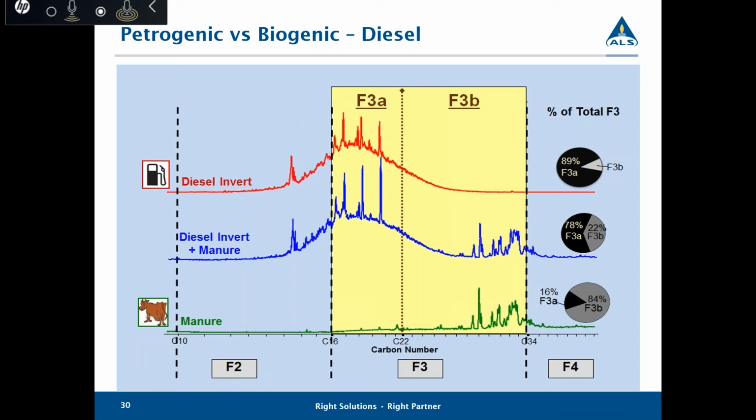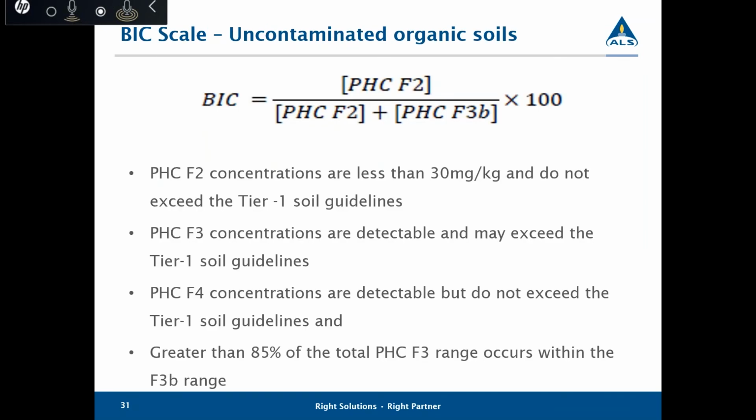And in conclusion to this study, the BIC scale was developed to approach resolving the false positive petroleum hydrocarbon exceedances. So the BIC scale is a mathematical approach, and we are only looking at crude oil and diesel contaminated soil sites when we talk about the BIC scale. It helps to eliminate false positive exceedances in the F3 fraction.